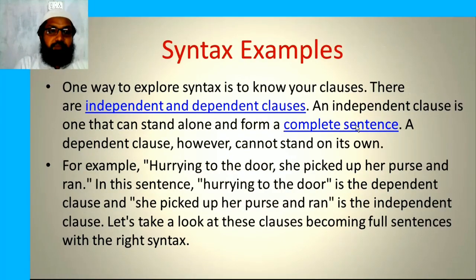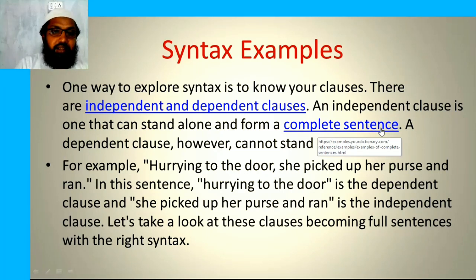So syntax examples. One way to explore syntax is to know your clauses, what the matters are you are going to do. There are independent and dependent clauses. You know these things, dependent clauses and independent clauses. Let us see what that is. Once again we recall those things. An independent clause is one that can stand alone and form a complete sentence. An independent clause is a clause which doesn't need any support, any other sentence, any other phrase supports. A dependent clause, however, cannot stand on its own.